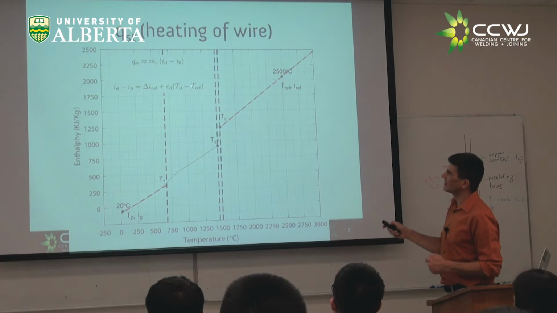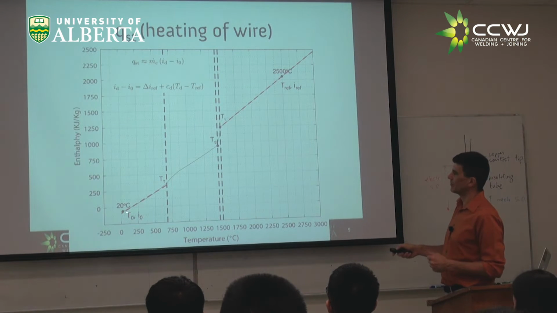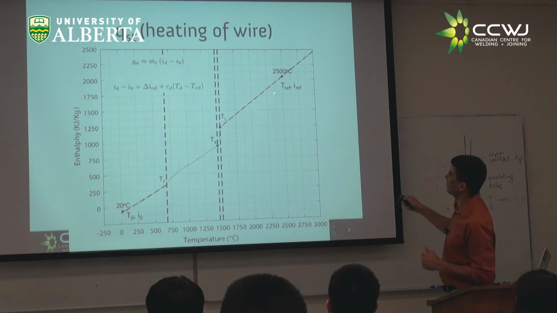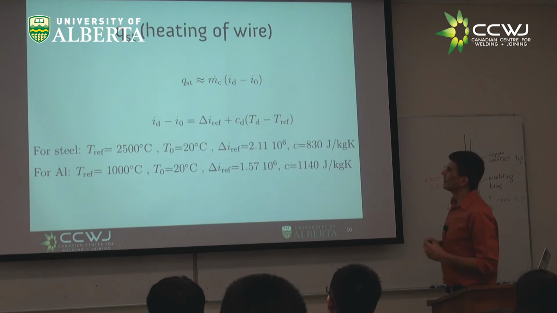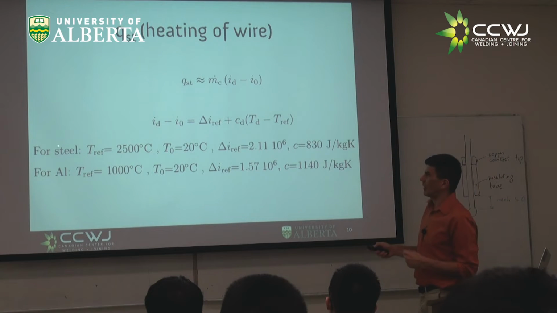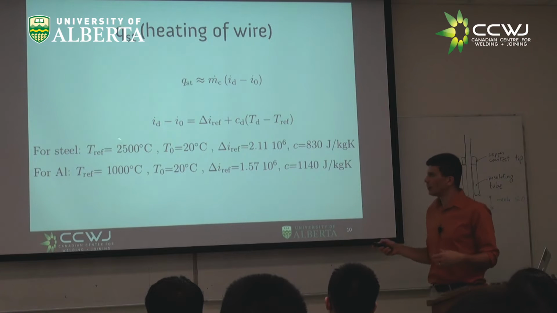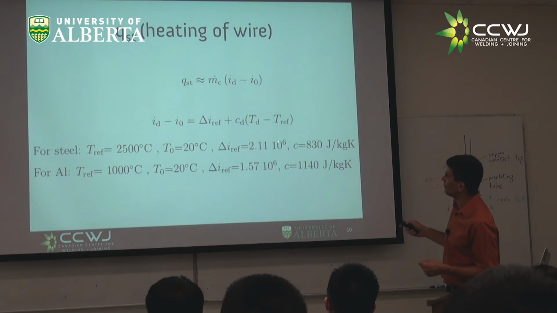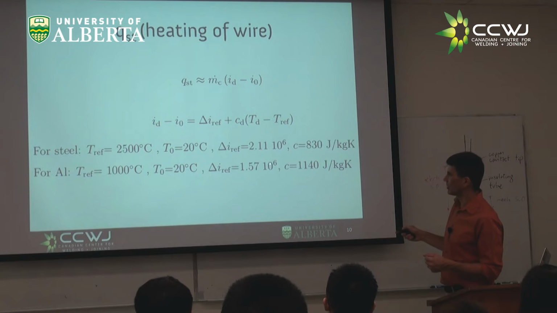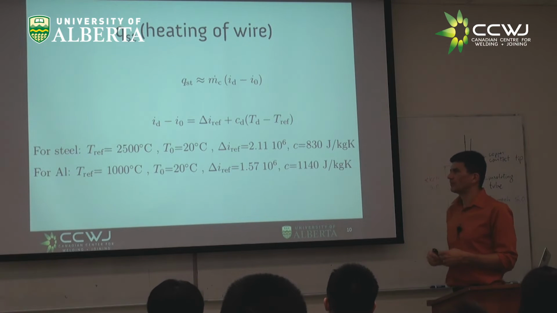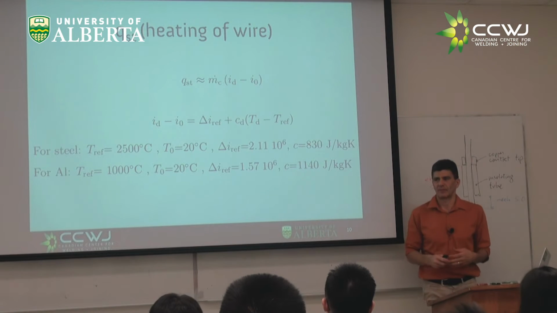So this is an approximate formula that takes us from 20 degrees to anywhere in the droplet and comes from thermodynamics. Because we did Thermo-Calc for the case of steels, and we forgot to put the units here, this is joules per kilogram here and joules per kilogram here. I have it for steel and for aluminum.